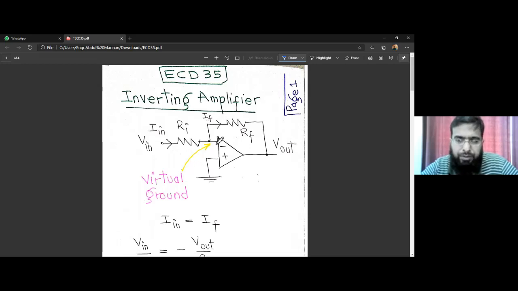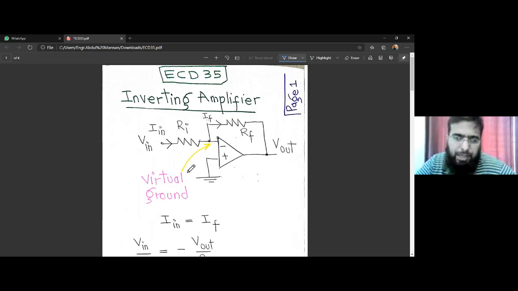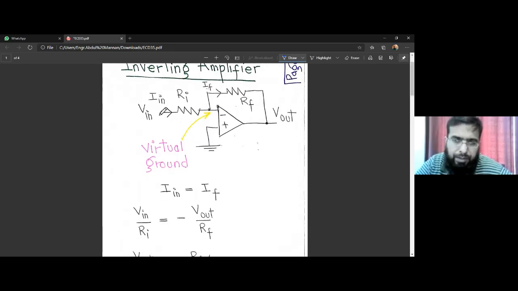If we have connected this to ground, it will take this inverting terminal to ground too, because it contains two transistors connected in parallel. We studied that in one of our previous lectures. So that provides a virtual ground, a terminal that is not physically connected to ground, but has a voltage equal to the voltage of ground. So In is IF, because it's ground. So IF is this current.